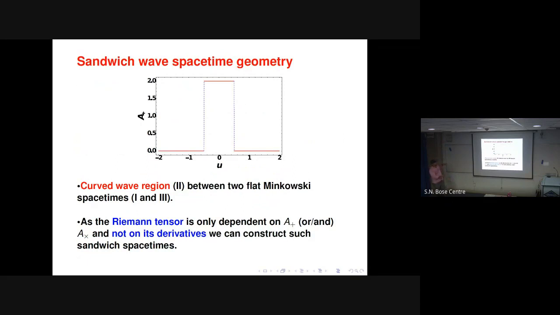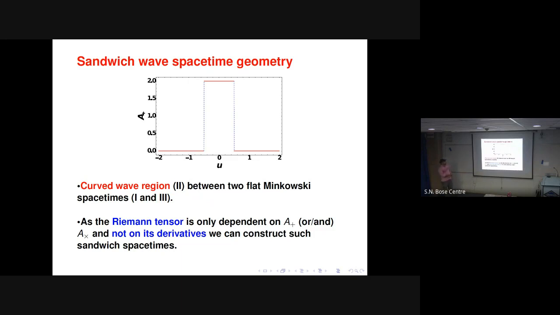Initially it is flat, finally it is flat. Only in some middle region there is a pulse, and the pulse profile amplitude is constant in this region. Okay. This is not a typical scenario, but we are trying to model the memory effect analytically. That's why we are considering this sort of pulse profile. So this kind of pulse profile is called a sandwich wave spacetime. Why? Because before and after you have Minkowski, and the wave region here is sandwiched between two Minkowski regions.